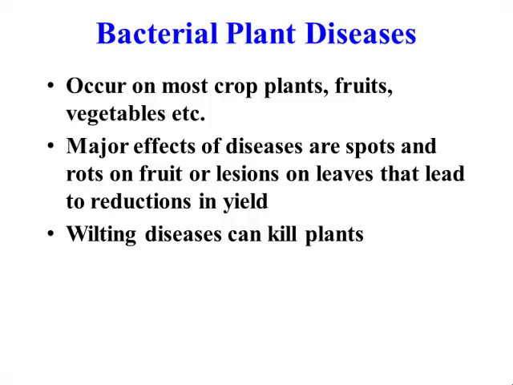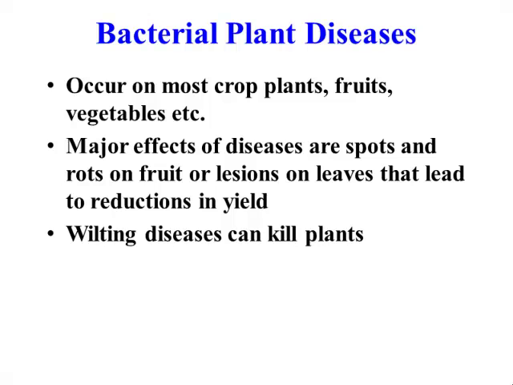So plant diseases are caused by many different types of organisms, fungi being the most common, but there are plenty of bacterial diseases, viral diseases as well. Bacterial diseases occur on most crop plants that are grown. Most fruits and vegetables have some bacterial problems. They're very difficult diseases to control.